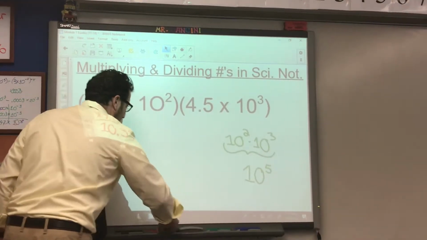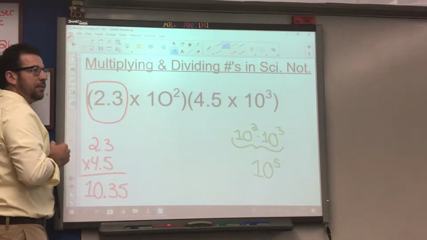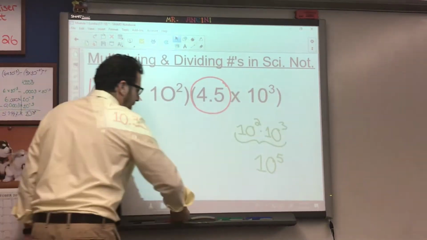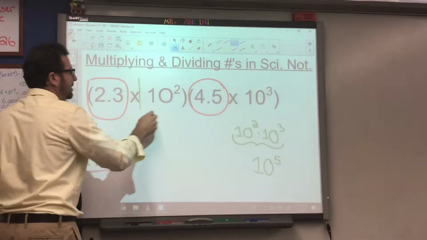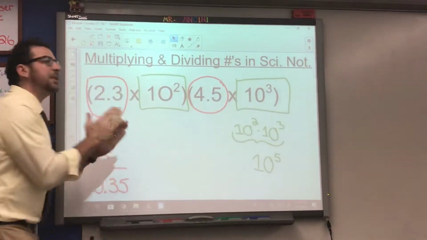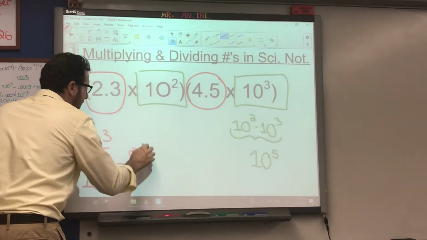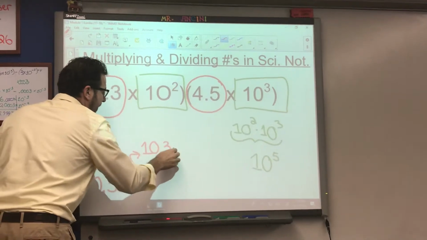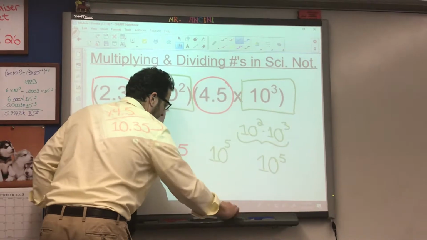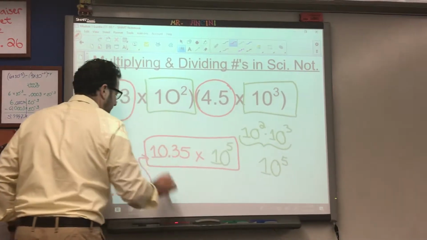So basically, in essence, what I did here is I multiplied 2.3 times 4.5. I multiplied 10 to the second times 10 to the third. And I almost treat them as two separate equations. When I multiplied, here I end up getting 10.35. Here I end up getting 10 to the fifth power. So when I multiply, I end up with something that looks like this.